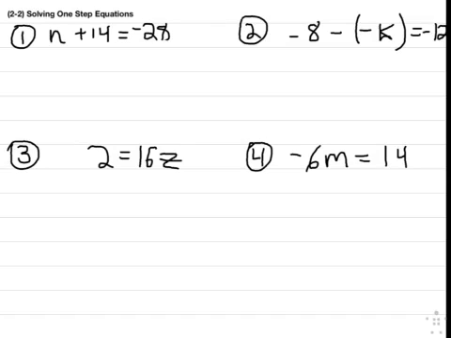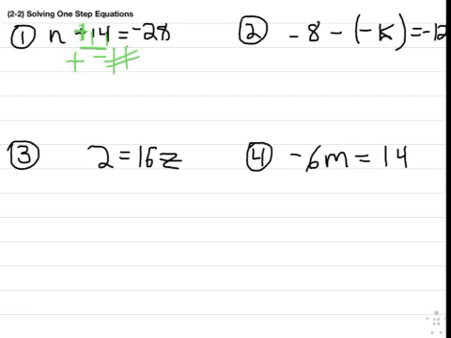So n plus 14 here. What's happening to n? Well, n is being added to 14. So I need to apply the inverse operation of addition. What is the inverse operation of addition? Well, it is addition of the opposite number, right? Addition of the opposite number.